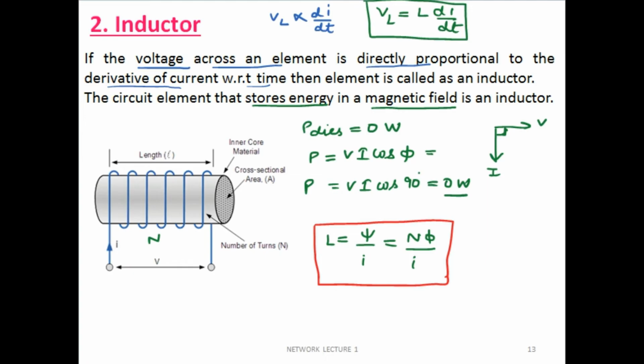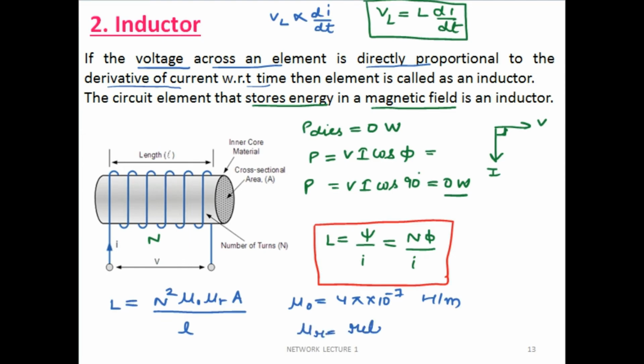Another formula is there. Inductance L is given by N square mu naught mu r A by l. Okay, so N is the total number of turns. Mu naught is absolute permeability, which is given by the value 4 pi into 10 to the power minus 7 Henry per meter. And mu r is the relative permeability, this is material dependent. And A is the cross sectional area and l is the length. So this is also an important relation.